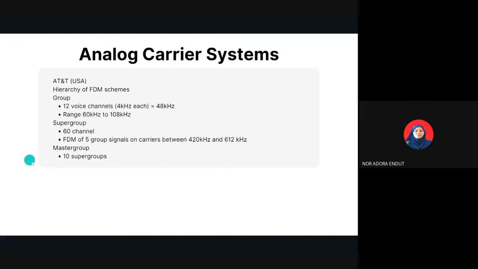So kita combinekan menjadi master group. Contoh sistem ini, dia set untuk ambil 10 super group. So itu dia punya hierarchy, susunan. Siapa yang nak follow this hierarchy, dia kena ikut lah. Dia kena set 12, combine jadi 60, combine jadi 10 super group, which is 600 channels. Okay, so that's an example.